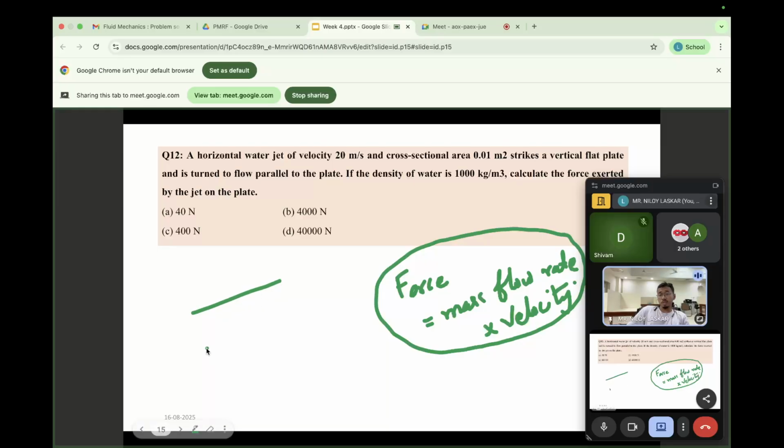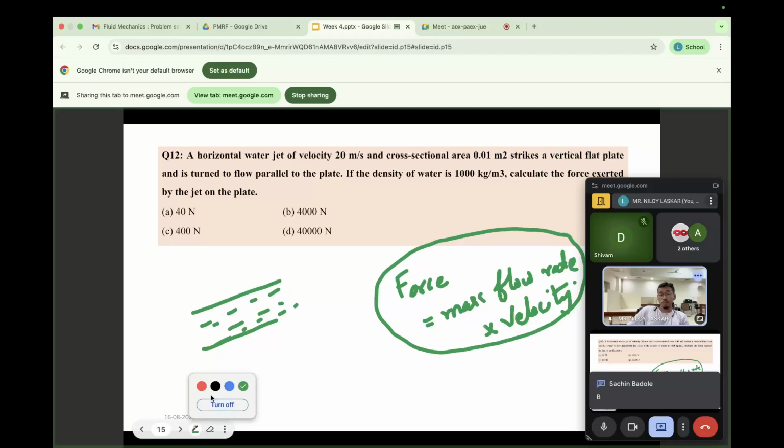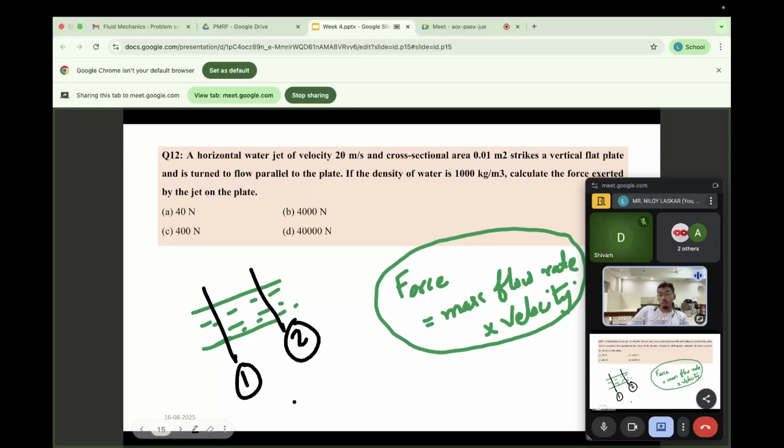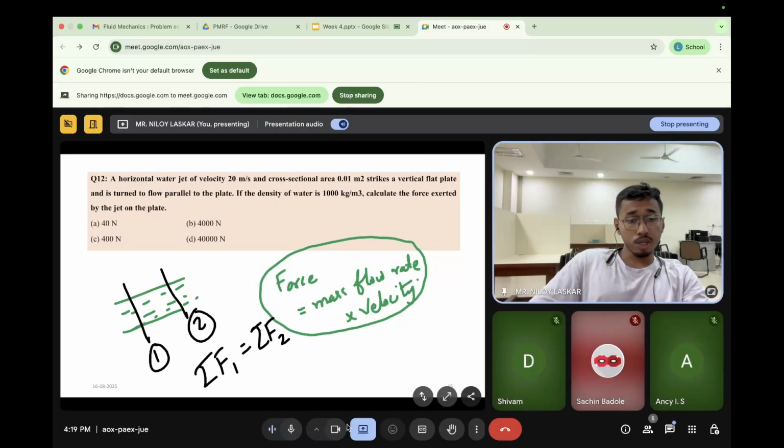That means if it is a fluid, say this is a fluid flowing through this line. Just remember this thing. If I draw one line, this is section 1 and this is section 2. So summation of force at 1 and summation of force at 2 should be equal. That is the concept of conservation of momentum. I think this concept is clear. So now try to solve, everyone.